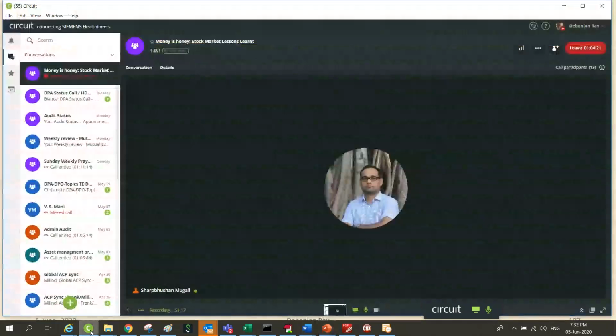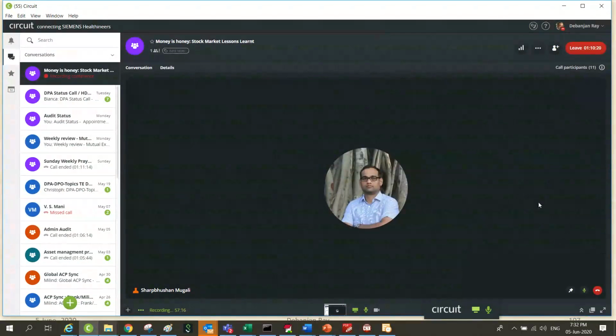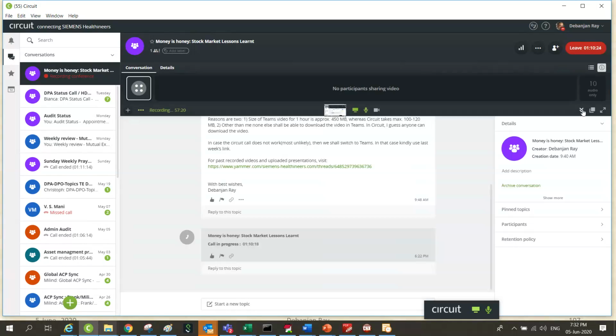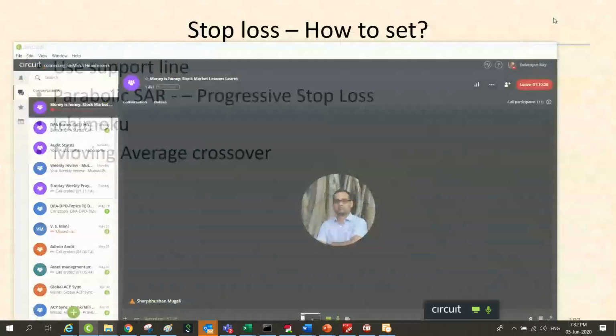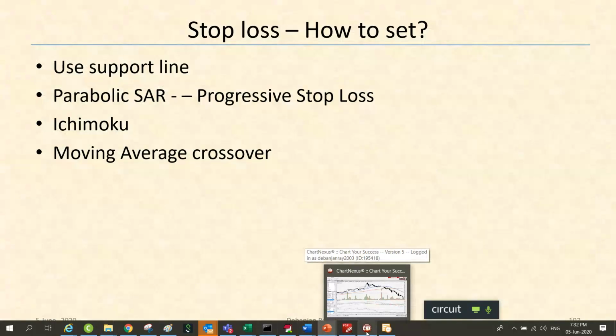Which stop loss method do you prefer to use? I generally prefer to use Ichimoku because I have seen it is one of the most definitive and the most powerful signals. Okay, thank you.